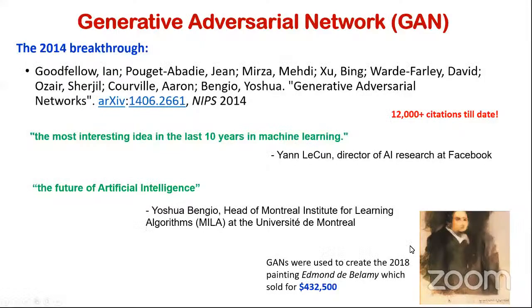J. Bellamy. And this painting, if you look at this part where there should be the signature of the artist, this is actually the objective function of GAN. So this painting was about to be auctioned in USA for a price of US dollar 432,500.